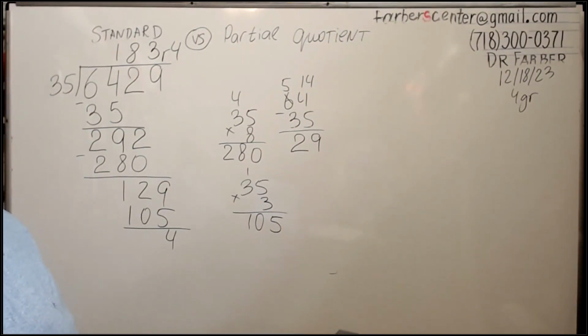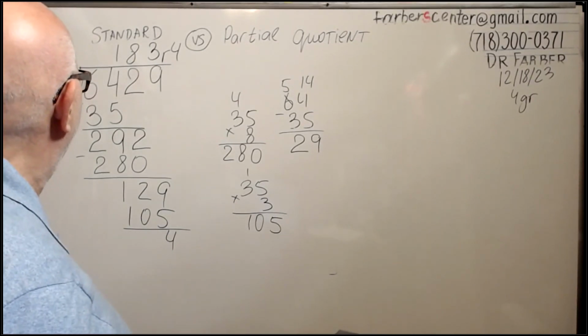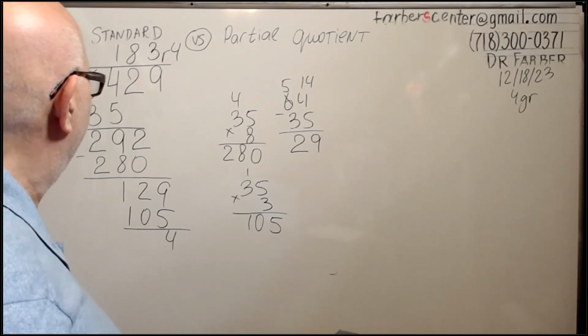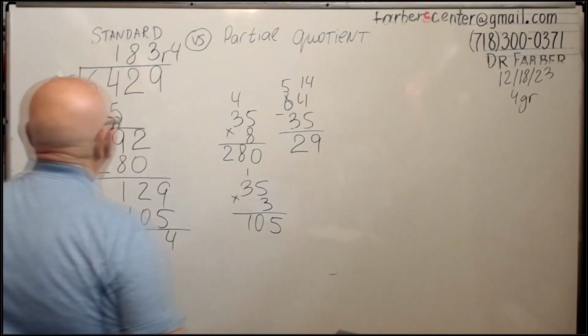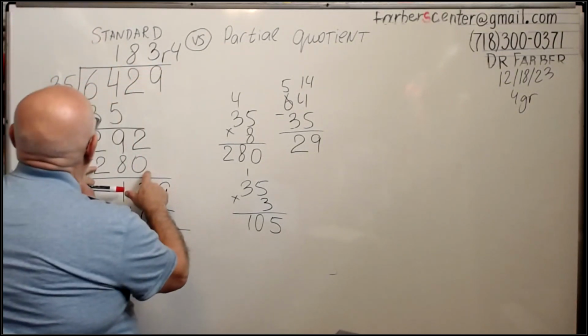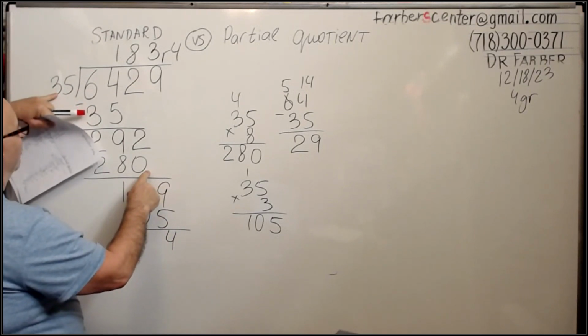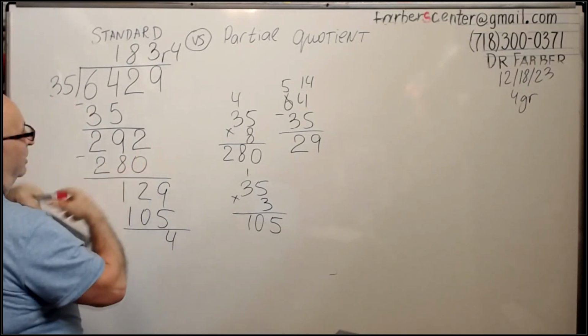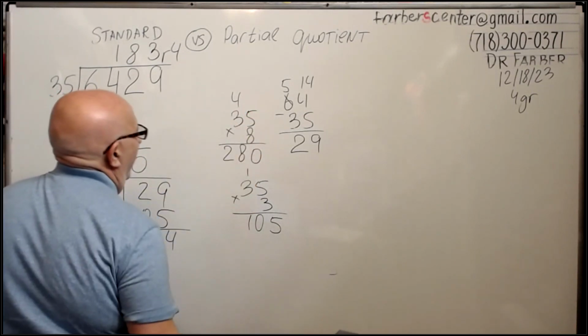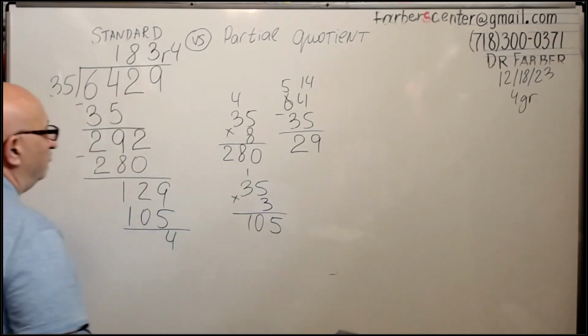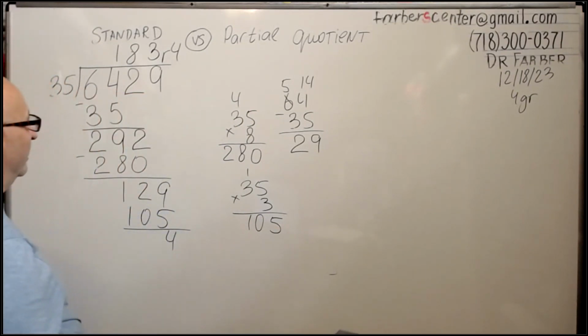I understand how you fit 35 into 64, but for the second part, I don't understand where you got 280. Well, I am supposed to find a number which, being multiplied by 35, gives you a number less than 292. And I took the 35. And if you multiply this by 9, it will be too big.